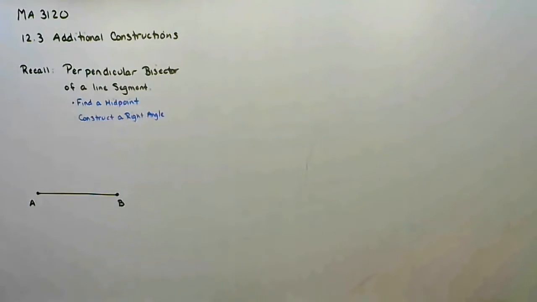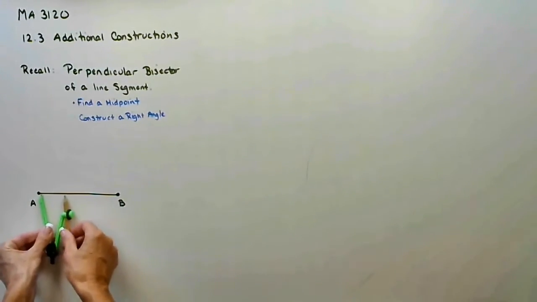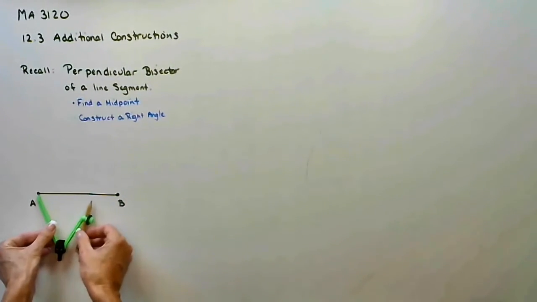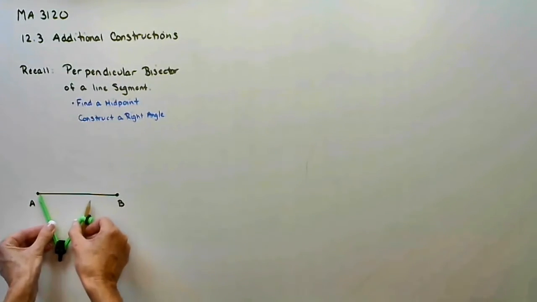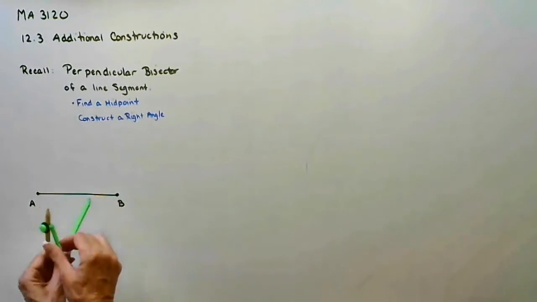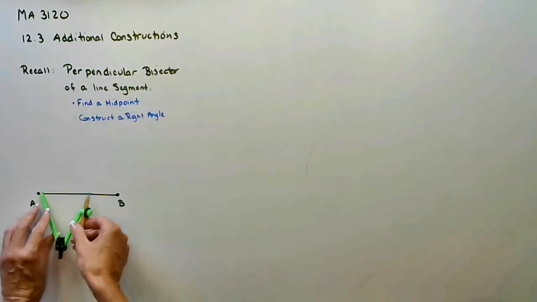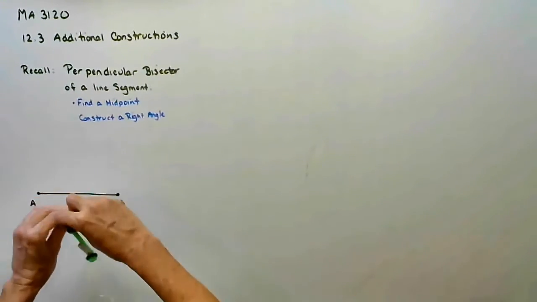So to go through that again, I'm going to take my compass, and the first thing I want to make sure of is that I open the compass past what I would think halfway is. So notice I'm going to open this compass up way farther than halfway. I'm not going to try to judge halfway. I'm just going to open it up more than halfway, so that no matter what, I know I'm farther than halfway. And then I'm going to swing an arc that's the same distance from both of these endpoints.